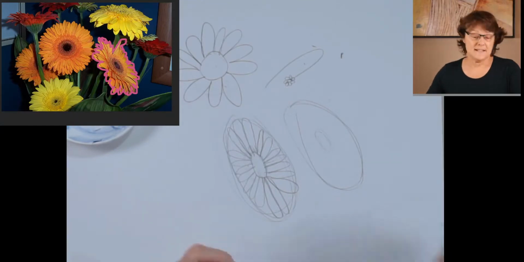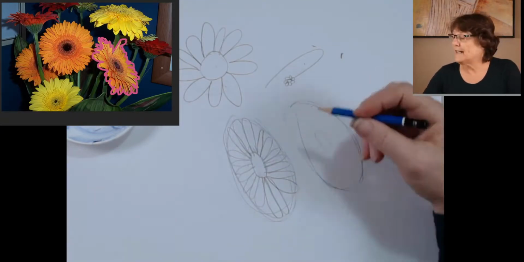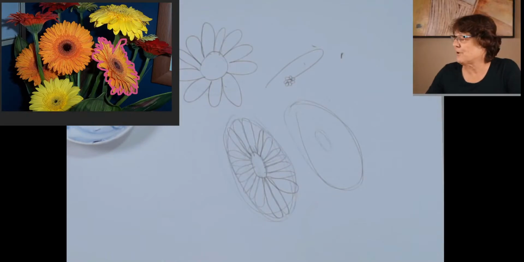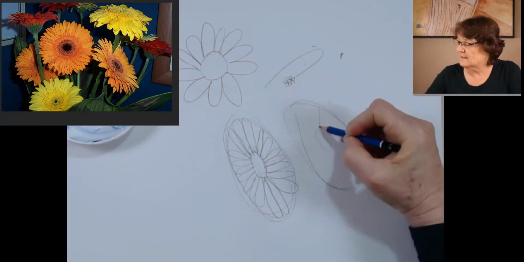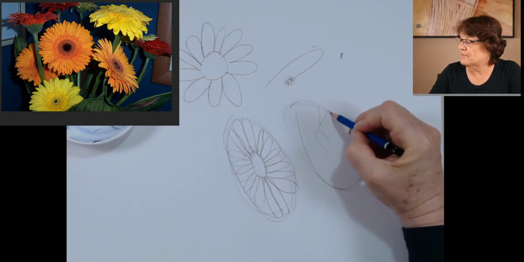Can you see that outline? So if I now look at that picture properly, take that away again, and I follow negative shape, there's a lovely big V shape there.